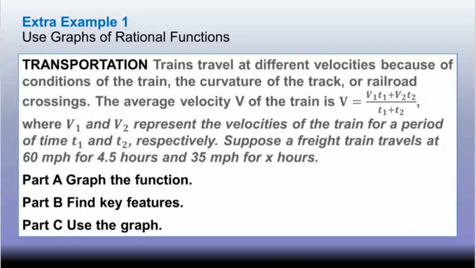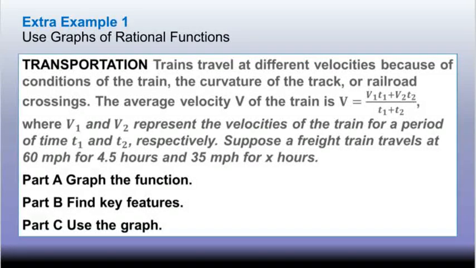Next, trains travel at different velocities because of conditions of the train, the curvature of the track, or the railroad crossings. The average velocity v of the train is v equals (V1 T1 plus V2 T2) divided by (T1 plus T2), where V1 and V2 represent the velocities of the train for a period of time, T1 and T2 respectively. Suppose a freight train travels at 60 miles per hour for 4.5 hours and 35 miles per hour for t hours. We're going to create a function first.